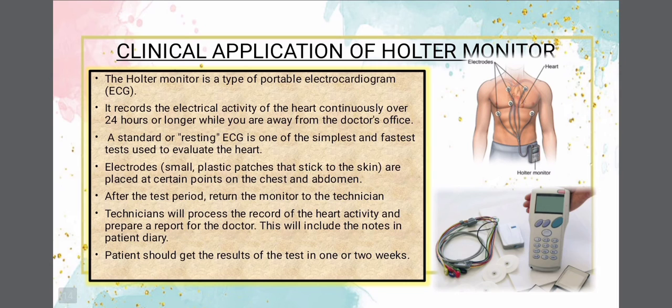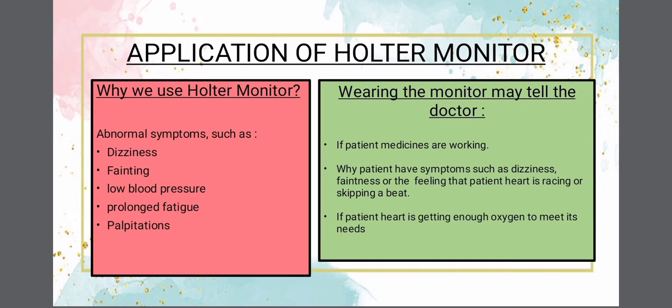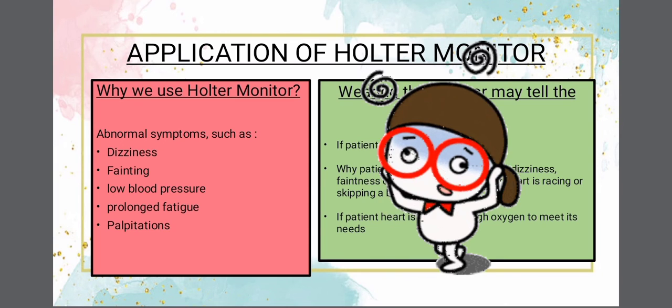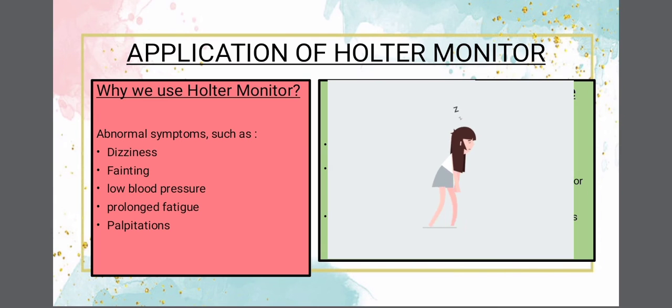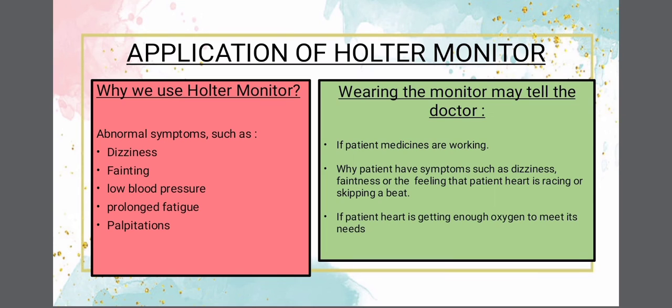The technician will process the record of the heart activities and prepare a report for the doctor. This will include the notes in the patient's diary. The patient should get the result of the test in 1 or 2 weeks. Why do we use the Holter monitor? We use the Holter monitor when abnormal symptoms occur, such as dizziness, fainting, low blood pressure, prolonged fatigue, and palpitations.